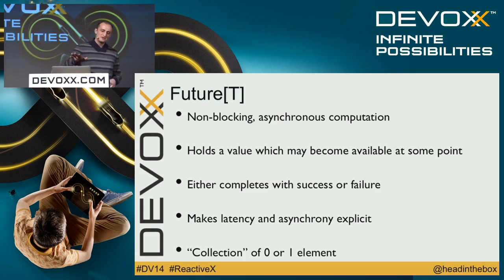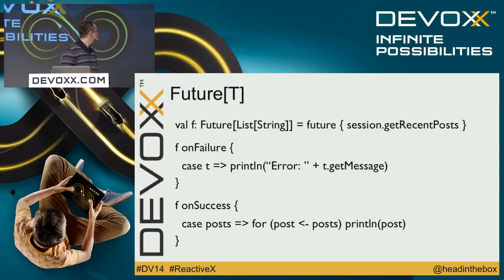Now, and this may not make a lot of sense yet, but bear with me. We can actually view futures as a collection which emits 0 or 1 element. So let's look at an example of how to use futures. This is basically from the Scala documentation. And what we see here is that we have a function on a session object called getRecentPosts. And this goes over the network, has high latency, and we don't want to be blocking and waiting for it. We just want that to be handled, and once it's handled, then we do something. Otherwise, we just go on with our lives.